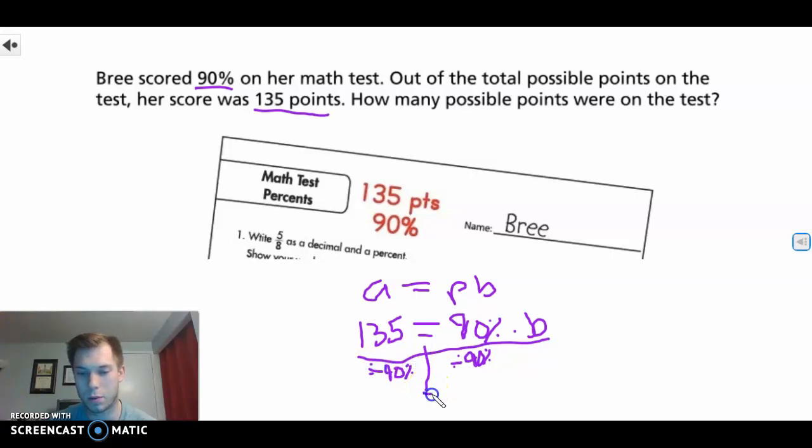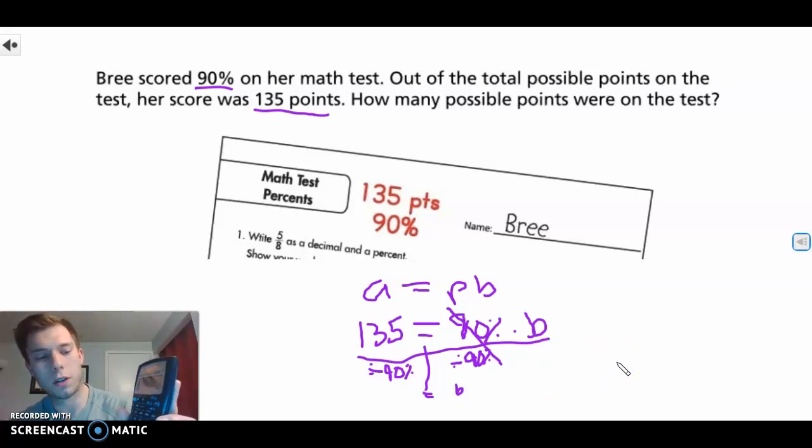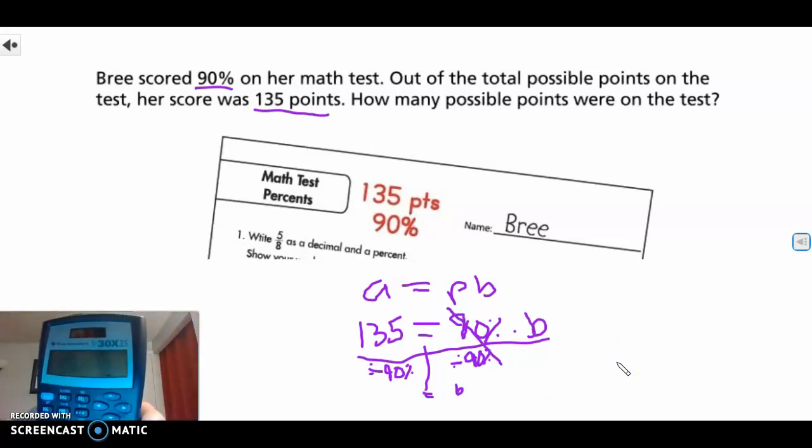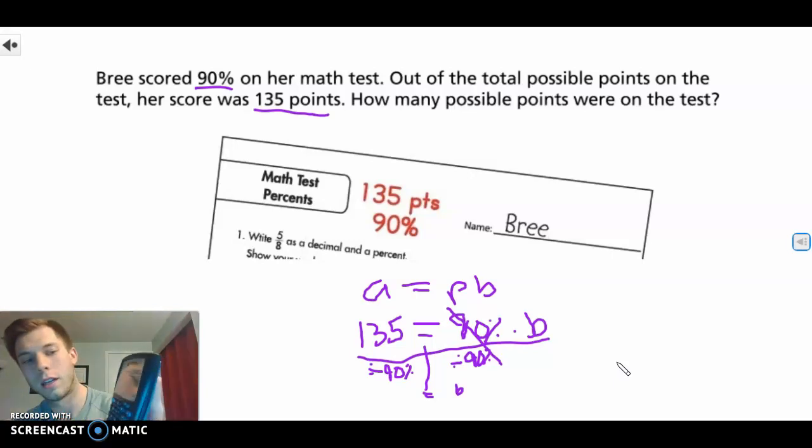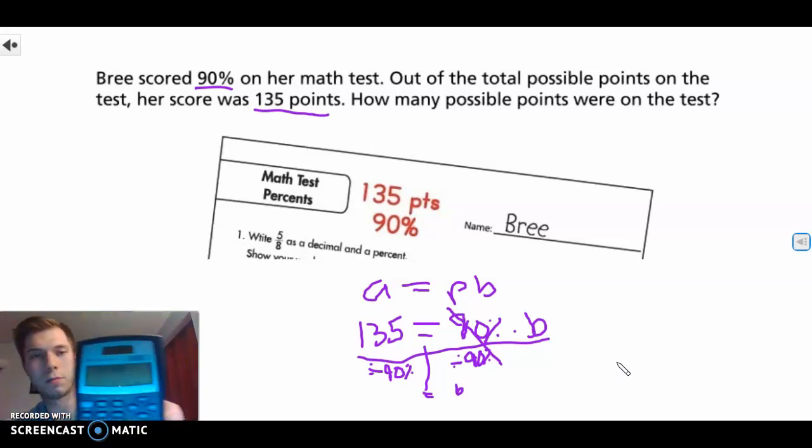Okay, bring down your equal sign. 90% divided by 90%, that cancels out. You're just left with B. Then in your calculator, this is where we're going to enter it in. So you have 135 that you're going to enter in first, because 135 divided by 90. Hit the division sign. Type in the number 90, just like that.